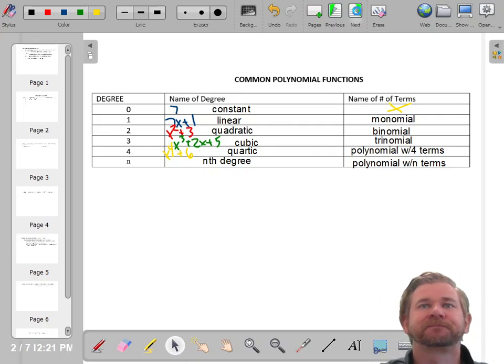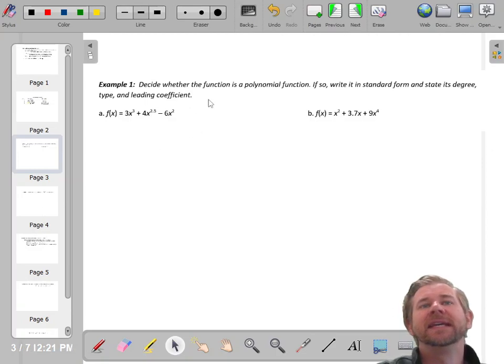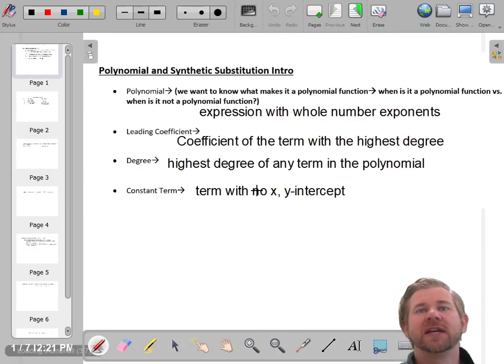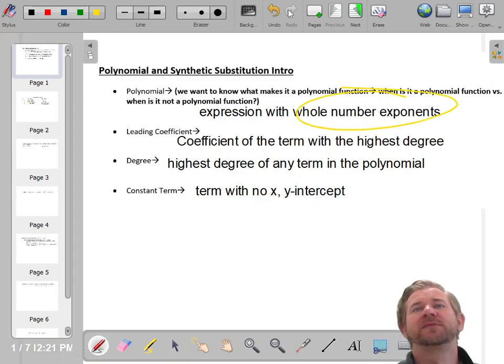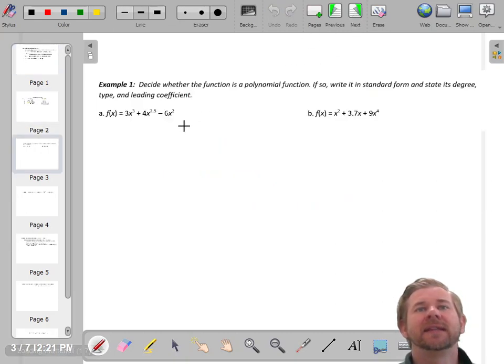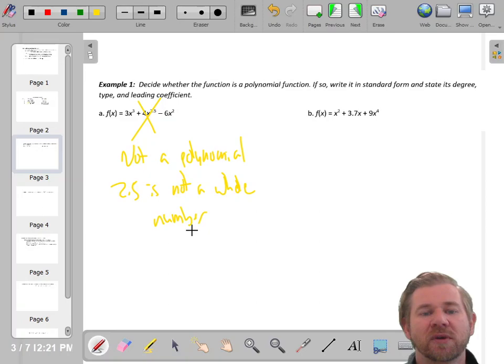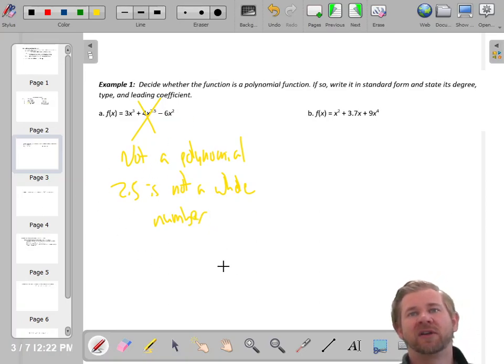pretty easily. So first, is this a polynomial function? The answer goes back to our definition here. We should have whole number exponents. And here you can see that 2.5 is not a whole number, so this is not a polynomial. And you should always be able to say why it's not a polynomial, because 2.5 is not a whole number.